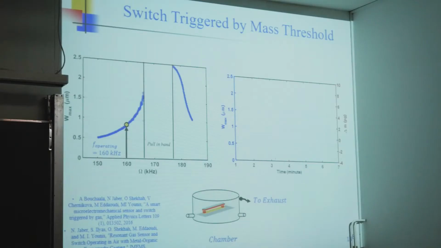This is the frequency response curve obtained experimentally. This is the operating point, and first we test that the response of the system is stable, because you have noise, and if you are close here, you might pull in or go to the instability. So this is stable, as you can see. Now I'm going to expose the structure to vapor, and you see how the displacement will grow, and eventually it will collapse like a switch at this region.